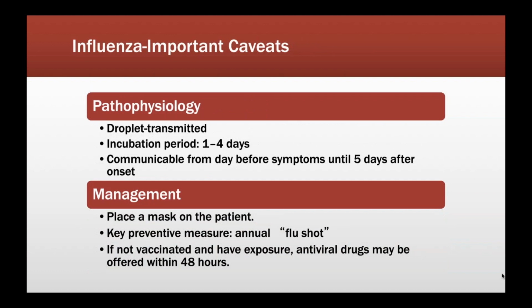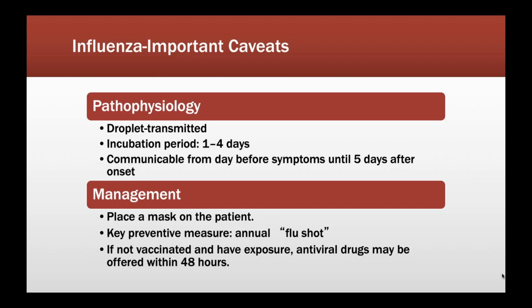Influenza is hitting us pretty hard now, not as hard as it will be probably later, but this is a droplet transmitted viral infection with an incubation period of 1 to 4 days. However, somebody can actually be communicable from the day before their symptoms until 5 days after onset. And so this is one of the reasons that if you have the flu or you have a coworker that they suspect has the flu, they need to stay home, right?